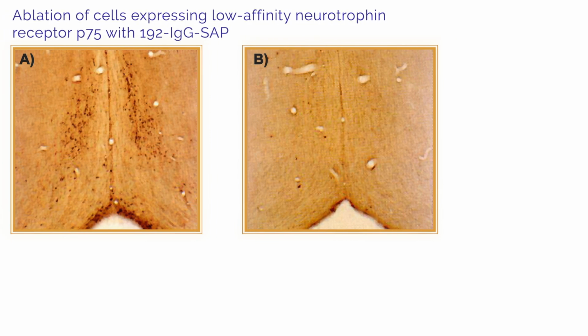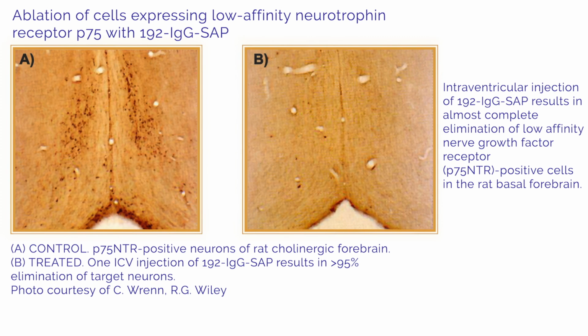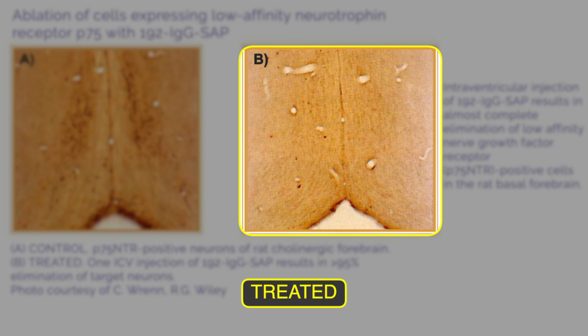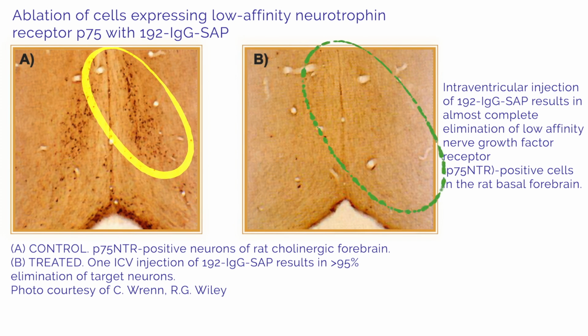Now we'll take a look at an example. Again, this is ablation of cells expressing the low affinity neurotrophin receptor p75. We're looking at tissue taken from rats injected with 192 IgG-saporin. Panel A is the control, and panel B is the treated sample, after intraventricular injection of 192 IgG-saporin. You can see in panel B almost the complete loss of those p75 positive neurons.